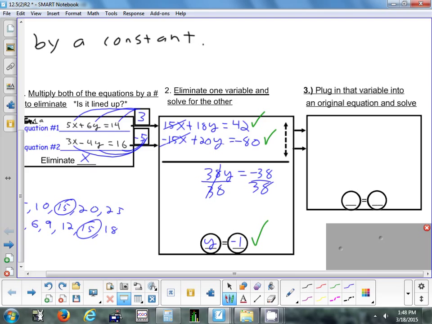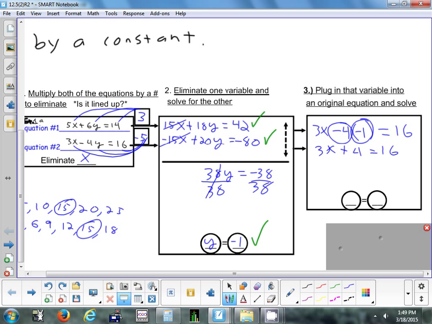But whatever you want, you can pick any equation. It does not matter. So which one do you guys want to plug into? Top or bottom? Yeah, equation 2. I think the bottom one is better. So we got 3x minus 4. What am I filling in for y? Negative 1. Okay, we have 3x. What's -4 times -1? Positive 4.